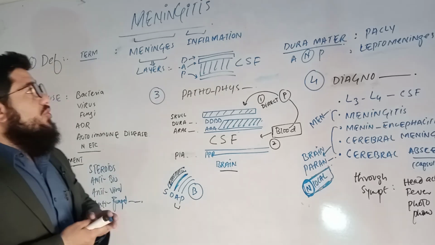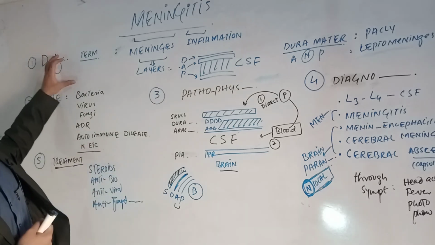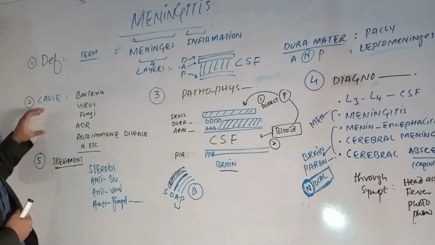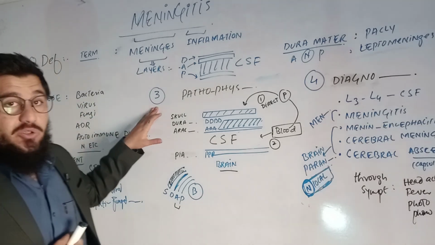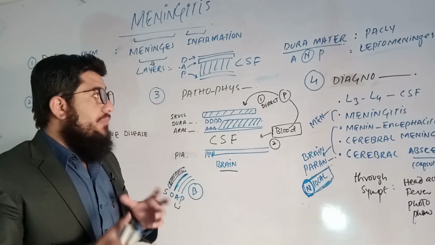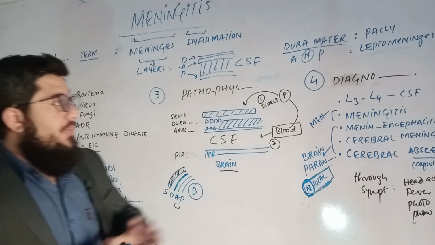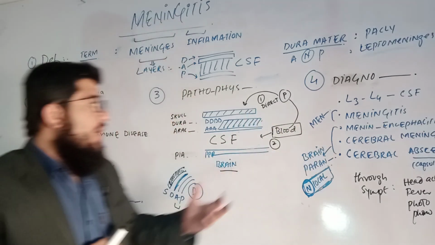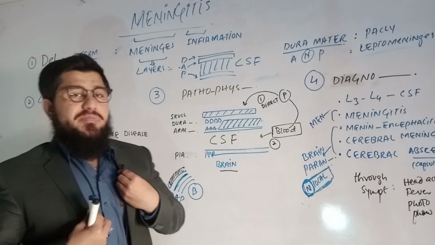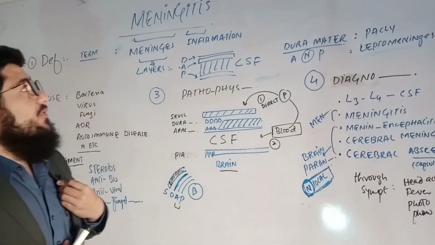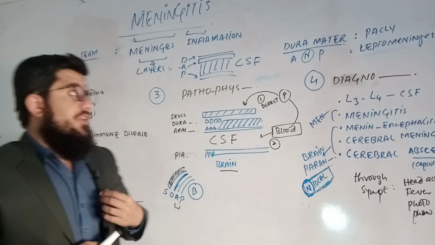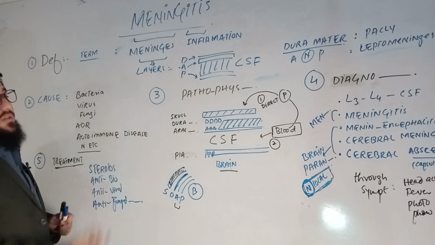So, first of all, I will tell you about the definition, then I will go through the cause of meningitis. Then I will go through the pathophysiology, that is how this is actually caused. So we will talk about the mechanism of how meningitis is caused. Then we will talk about the diagnosis, how to diagnose. After that, we will talk about the treatment, that is the treatment available for certain types of meningitis. So let's get started from the very first point, that is definition, how to define meningitis.